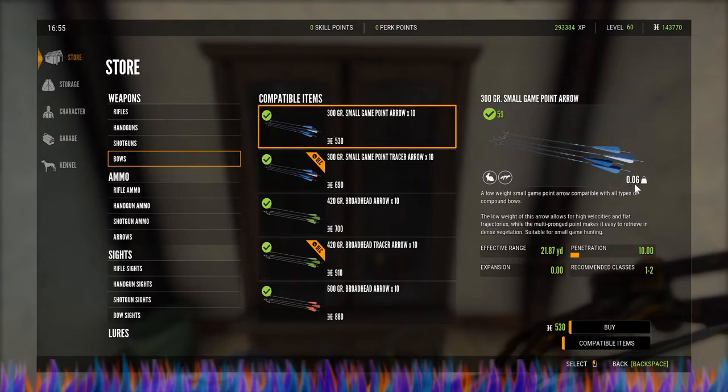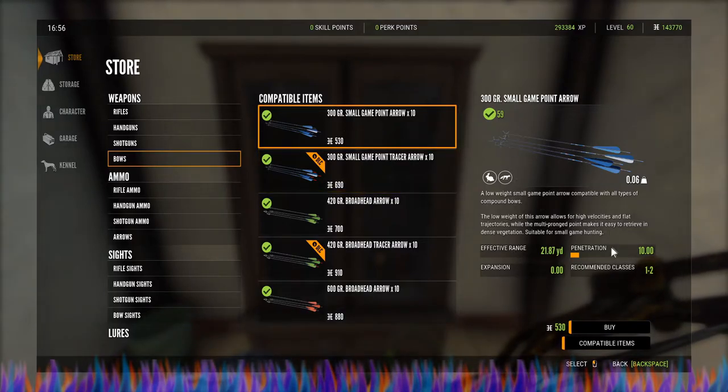They both come in at 0.06 units of weight. As with all of these arrows, the effective range is 21.87 yards or 20 meters. The expansion, as with all of them, is also going to be 0.